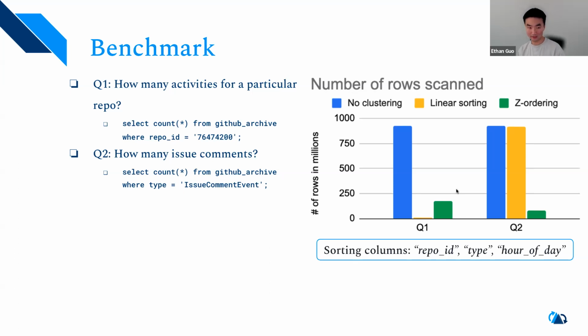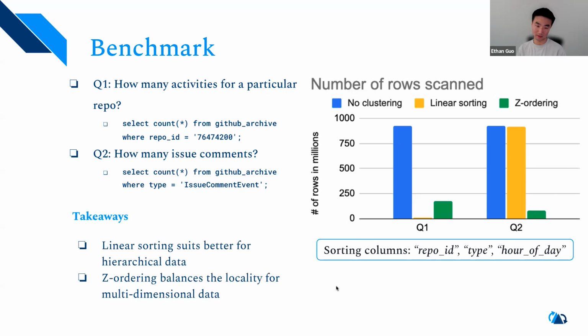So the key takeaway here is that linear sorting suits hierarchical data better, where you want to have multiple columns for predicates. And Z-ordering balances the quality for multi-dimensional data. So these provide a balance between the two. It really depends on what the queries and the predicates are when selecting the best layout strategy.